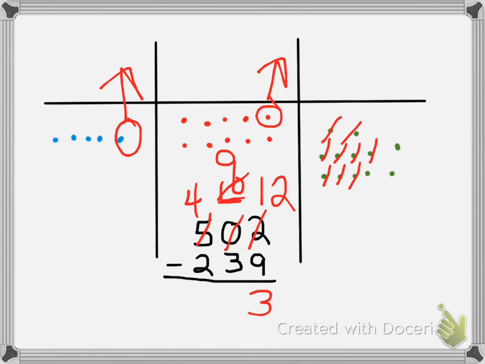Now in our tens place, we have 9. We're supposed to take away 3. We have plenty to do that, and we have 6 left. And then in the hundreds place, we have 4, because remember we exchanged that 100 in the beginning, and we take away 2. So we're left with 2. So 502 minus 239 equals 263.